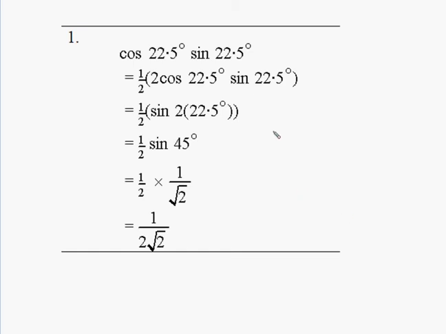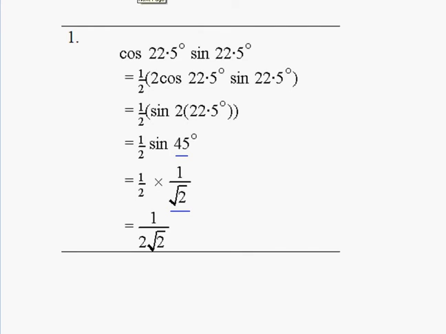In these questions, what we want to do is get down to some exact values for these expressions. So cos of 22.5 degrees and sine 22.5 degrees. So we realise that we can manipulate that to two cos and sine of the same angle with a half out the front, which is going to come down to sine of two lots of 22.5 degrees, which is sine of 45. Now that allows us to put in our exact value of 1 on root 2 and get down the exact value for that one of 1 on 2 lots of root 2.